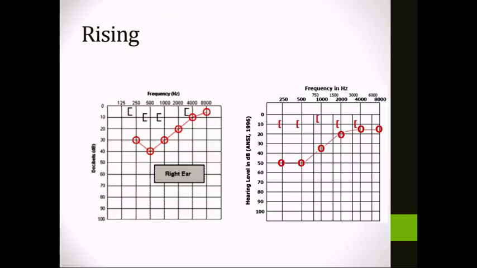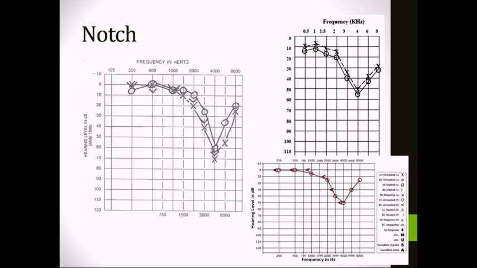A rising hearing loss is poorer in the low frequencies, and then it gets better as the frequencies get higher. And this is one of these configurations where you can look at the shape of the audiogram and know there's only a certain number of things that are going to cause, in terms of etiology, a hearing loss to look like this. But so, rising from left to right.